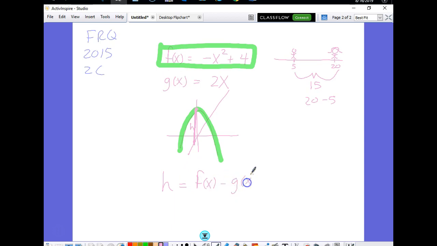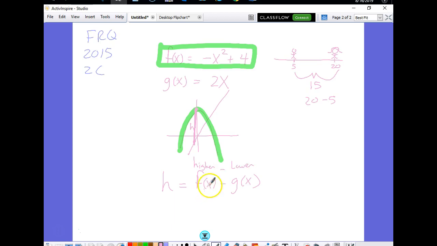Now a question should be coming up in your head. Mr. Bailey, how do you know which one comes first? Is it f minus g or g minus f? Well, come back to your number line. Which one did you do first? You did 20, right? Because it's bigger. Same thing here. Which one is higher up? It's the green line, so that one goes here. So the higher function comes first minus the lower function. Okay?